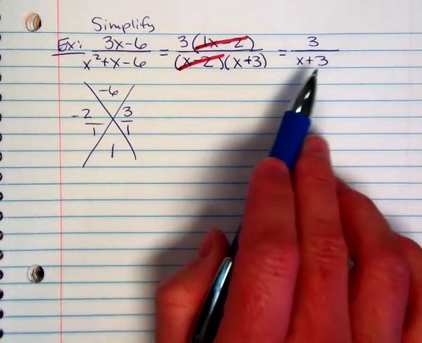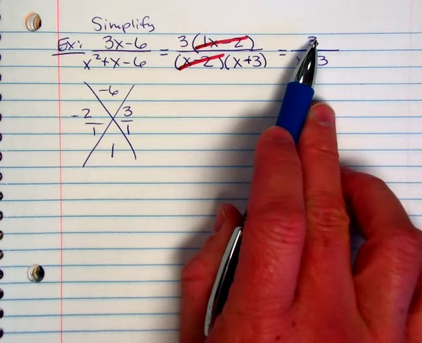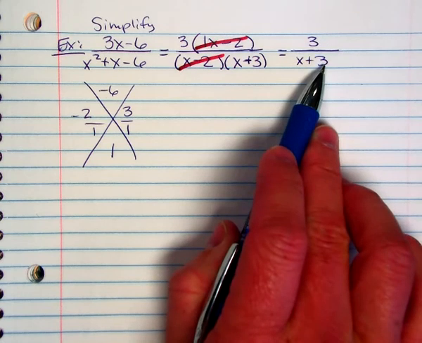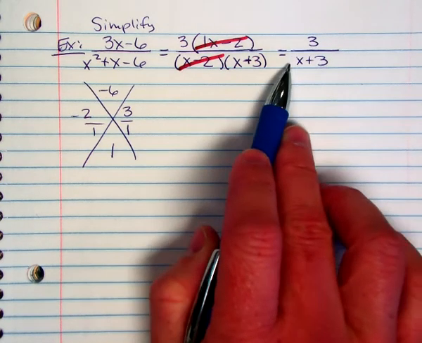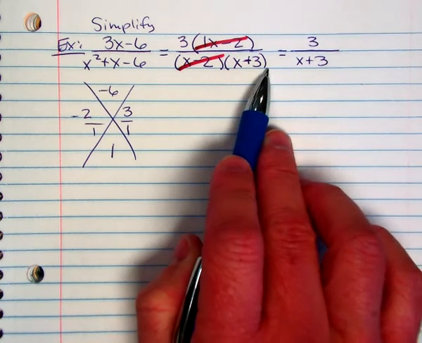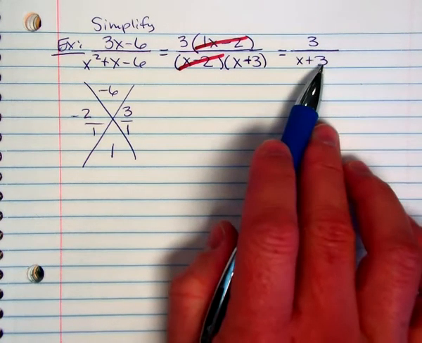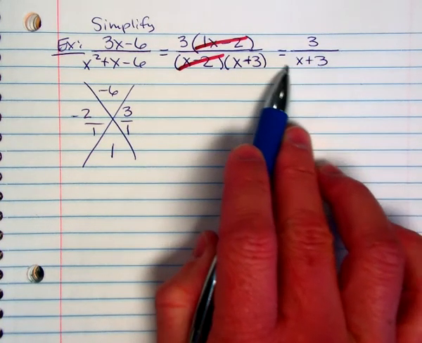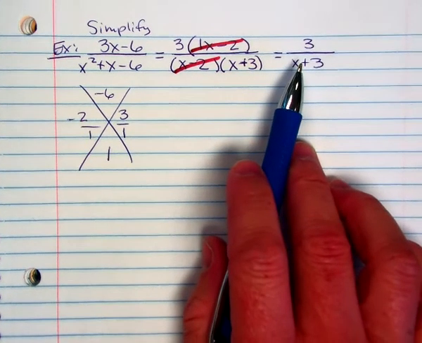Because this is a constant and this is a polynomial, that 3 does not cancel this 3. If there was a random other 3 just sitting in front of all this with parentheses, then sure, that's a constant, they can cancel. But these do not cancel each other. This 3 on the bottom is part of this polynomial. So that is our final simplified form.